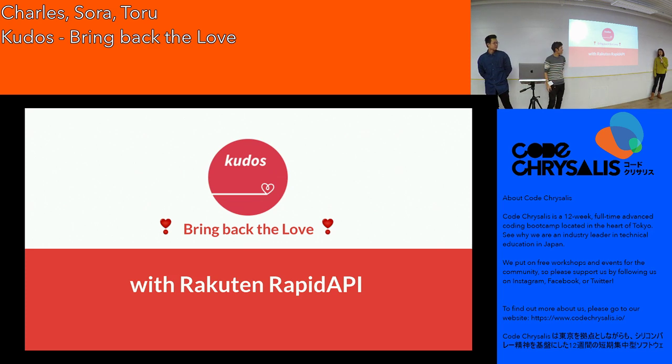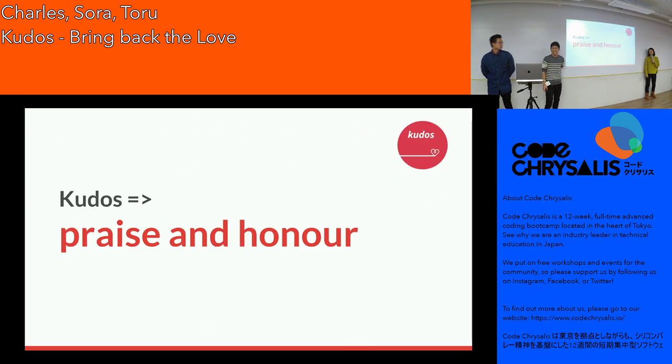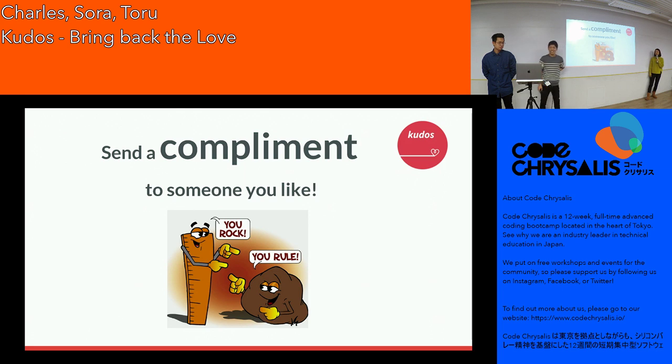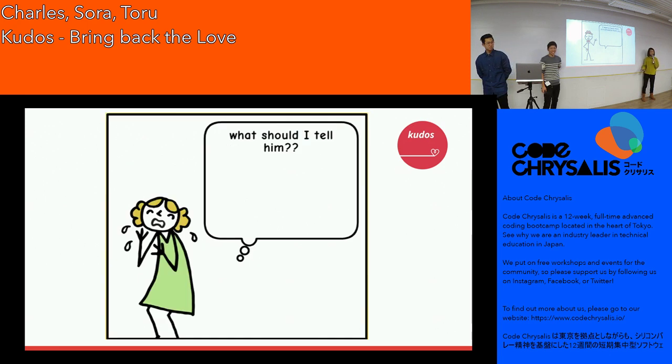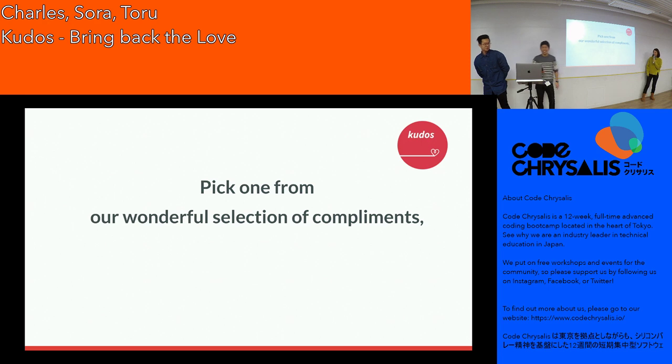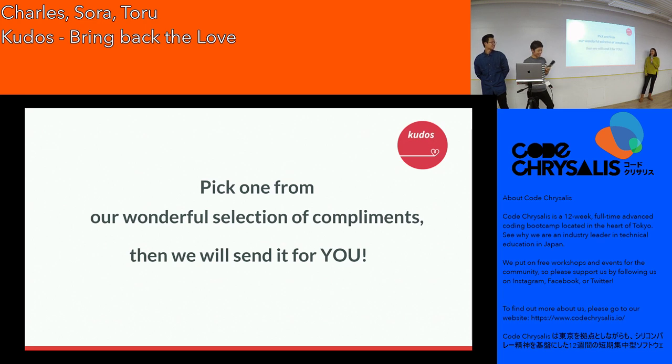I am very proud to present our favorite app, Kudos, using Rakuten Rapid API. Kudos is a Greek word meaning praise and honor, and Kudos is about sending a compliment to someone you like. So here is our user story. As a wife, I got feedback one day from my husband that he wants to hear more compliments from me. Well, that happens in a relationship. And I didn't know what to tell him. So here comes our app, Kudos, with a rich selection of compliments. And we will also send voice compliments to your partner.